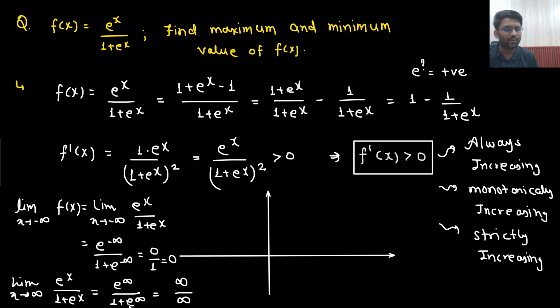It is becoming infinity by infinity form, so you can apply L'Hopital. You will get the limit to be 1. You will get the answer to be 1 if I apply the L'Hopital rule. Upper side you differentiate, downward side you differentiate. This will become e to the power x, this will also become e to the power x.